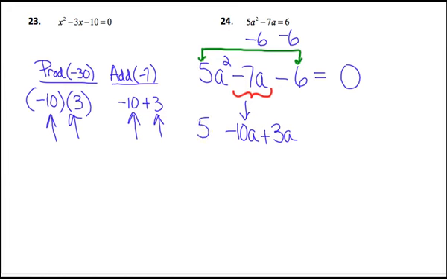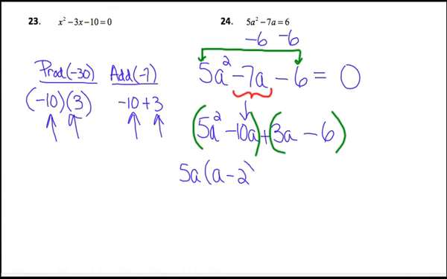But now I'll bring down my 5a squared and my minus 6, and I am now ready to factor this by grouping. So I'm going to group those two and these two and take out the greatest common factor out of each group. So in the first group, the greatest common factor is a 5a, and I'll need an a here minus a 2. And the greatest common factor in the second group is a 3, and I'll need an a minus a 2.